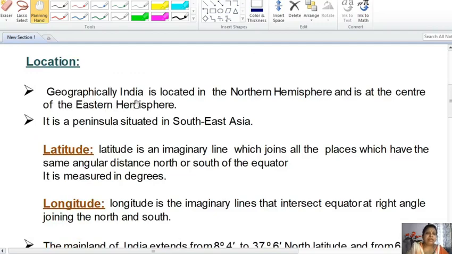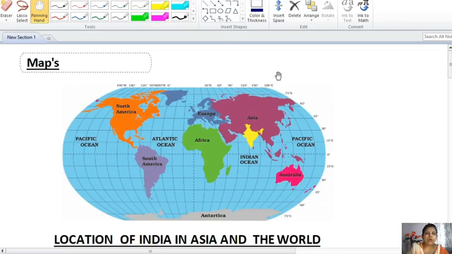You already know that India is located in the northern hemisphere and it is at the center of the eastern hemisphere. India is also called a peninsula, covered on three sides by water, and it is situated in South Asia. Now I will show you the world map. In this world map, we come across latitudes, the horizontal lines where I am showing in this map.